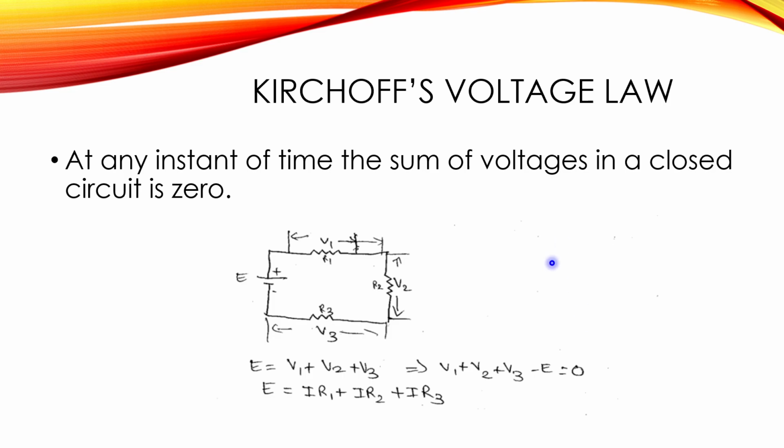Next law is Kirchhoff's voltage law. It states that at any instant of time, the sum of voltages in a closed circuit is 0. So, here in this circuit, E is the EMF in the circuit, R1, R2, R3 are three resistances and V1, V2 and V3 are the three potentials across the resistors.